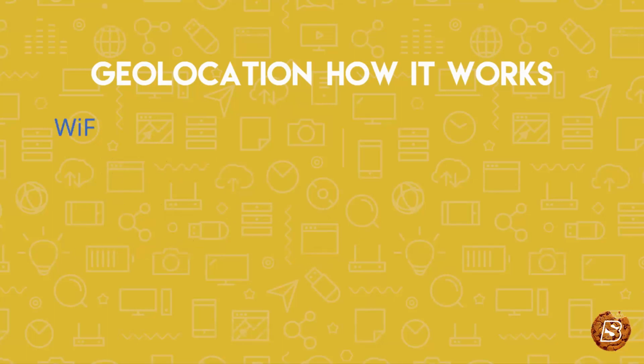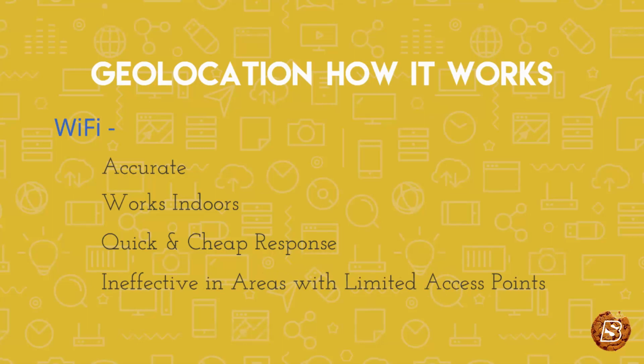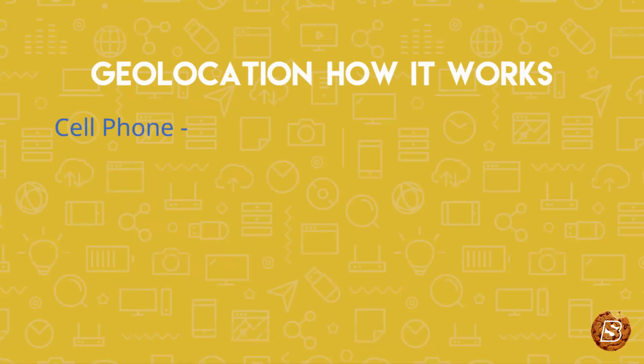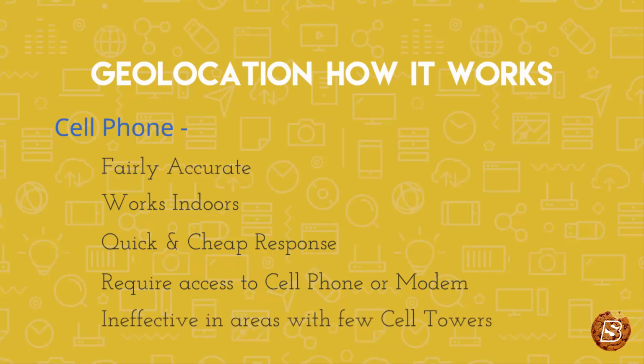Then we have Wi-Fi, which is accurate and works indoors as well. Quick and cheap responses are available, but it is ineffective in areas with limited access points. Then we have cell phone, which is fairly accurate and works indoors. It has a quick and cheap response, and this requires access to a cell phone or modem, and the only downside is that it's ineffective in areas with few cell towers.